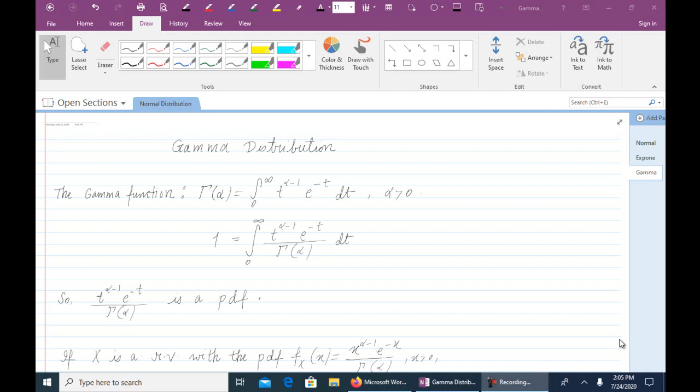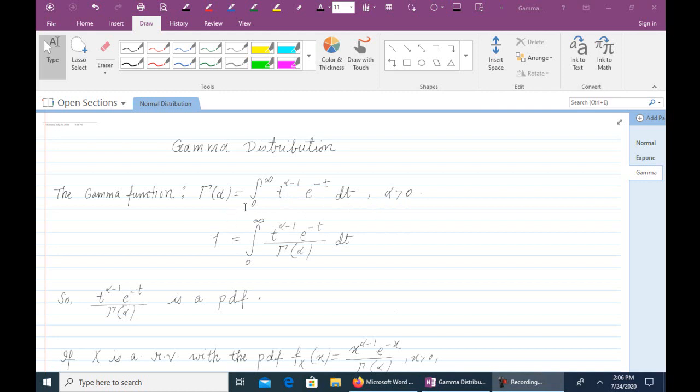In the last video, we looked at the gamma function, and the reason we did that is so that in this video we can start talking about the gamma distribution. So if you recall, the gamma function is denoted by the Greek letter gamma. And the gamma function evaluated at alpha is given by the integral from 0 to infinity t to the alpha minus 1 e to the minus t dt, where alpha is greater than 0.